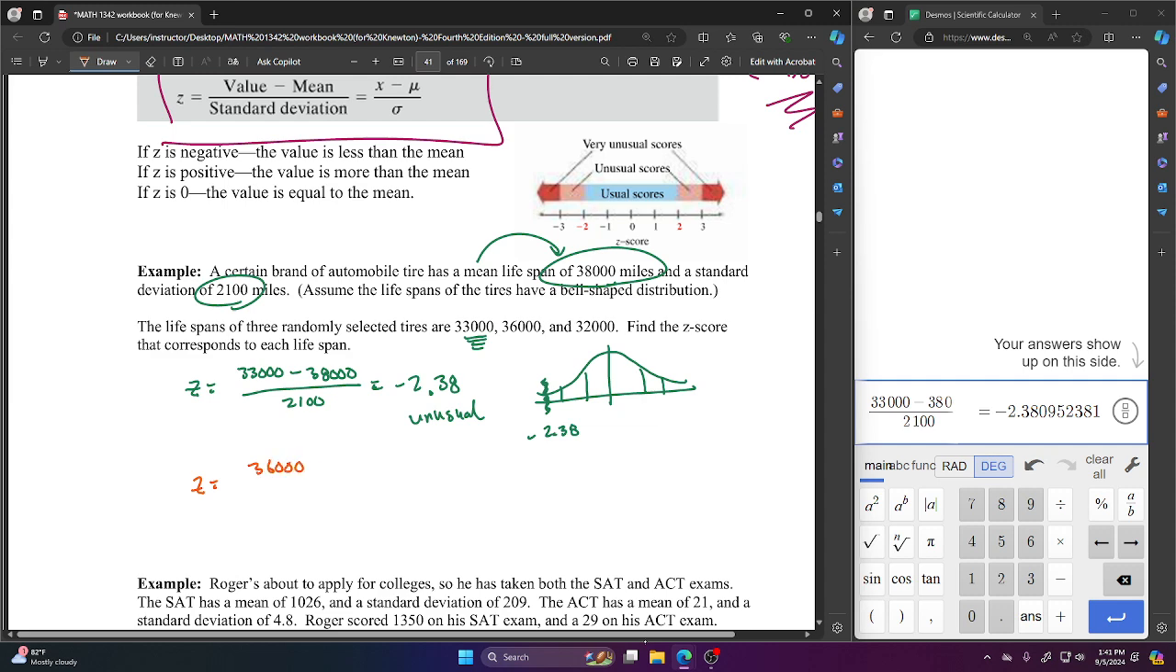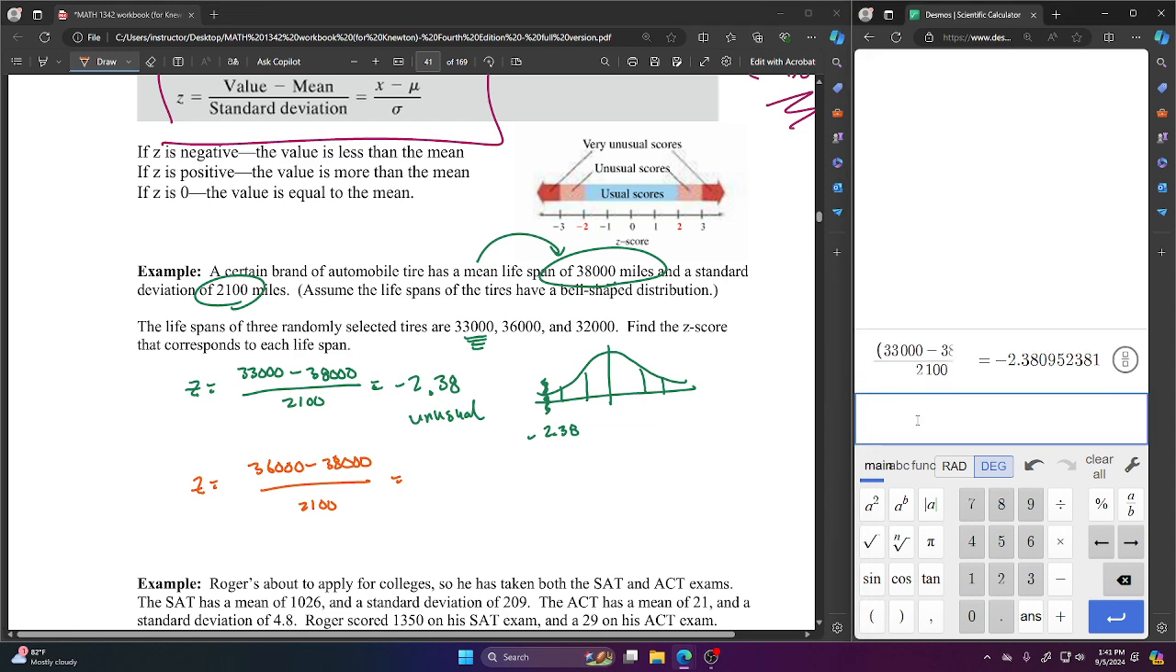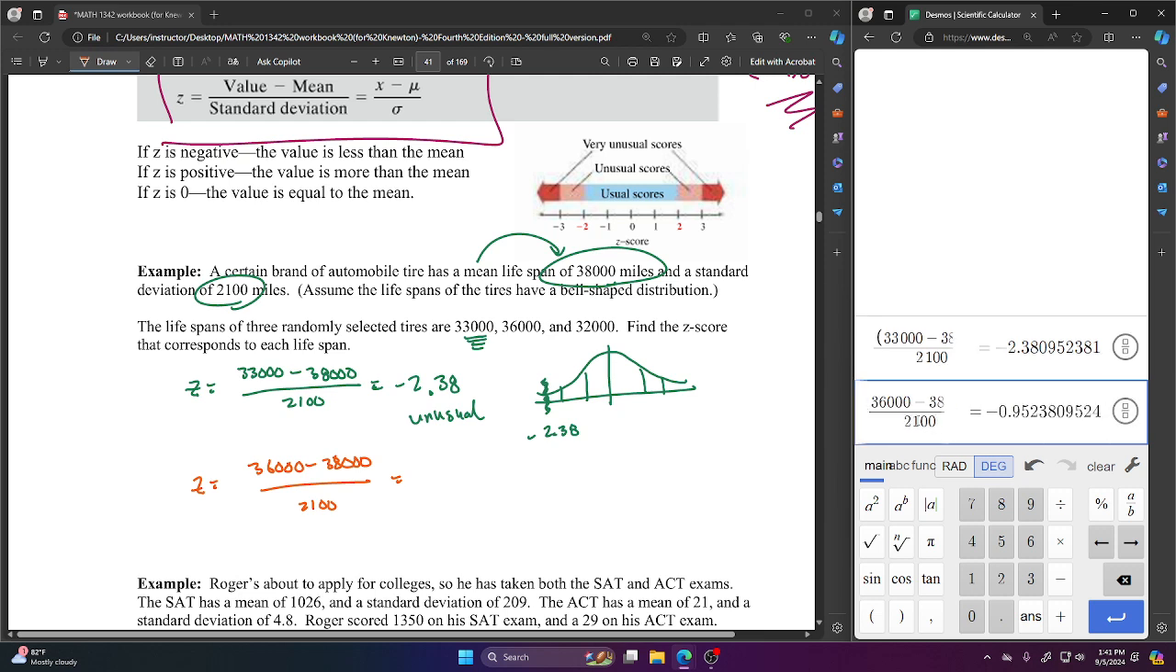Let's do it again. 36, 38. Now, you can tell by looking, it's going to be a negative number. But is it going to be past the 2 range? 0.95? I'm trusting you. No, but not enough apparently, because I'm still doing it myself. There we go. 0.95. Yep. So on the bell curve, looking at where things are cut up, is this usual or unusual? It's usual. That's a regular old value. It's still low, but it's not that low.